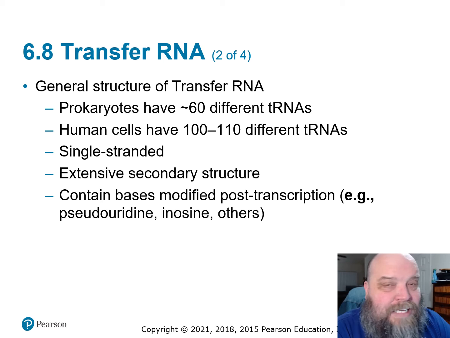Prokaryotes have about 60 different tRNAs. It turns out that there's going to be some redundancies in these tRNAs. Certain ones are only going to be used at specific times. We humans have about 100, 110 different ones.